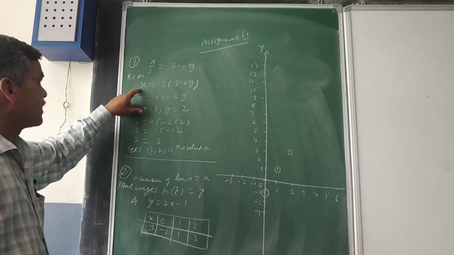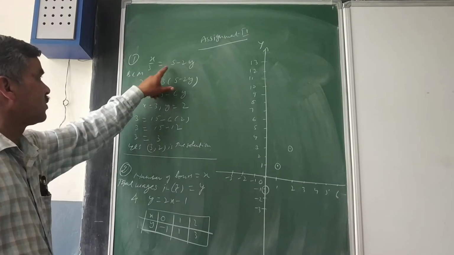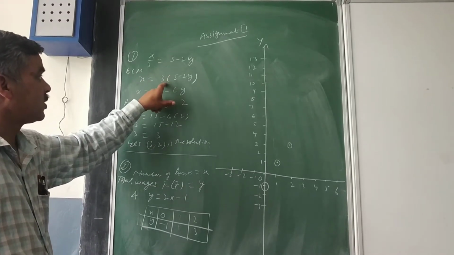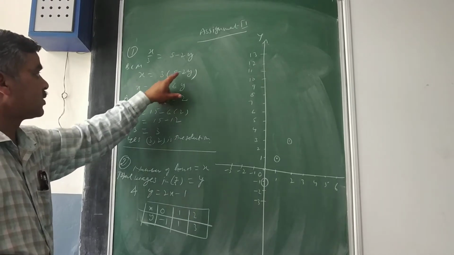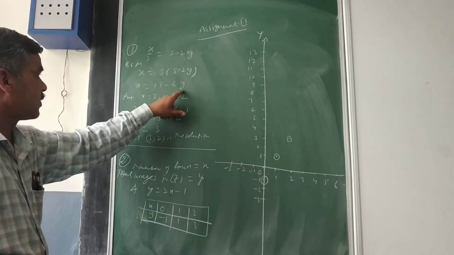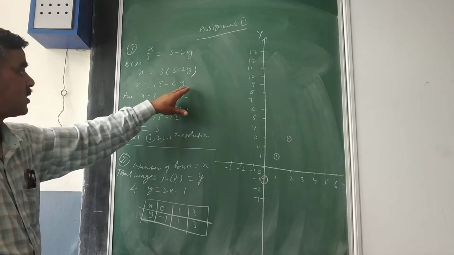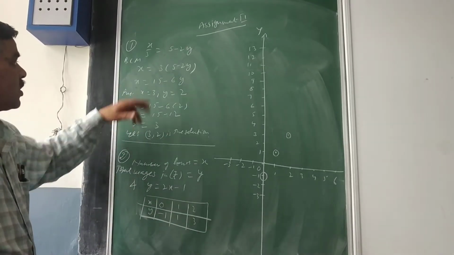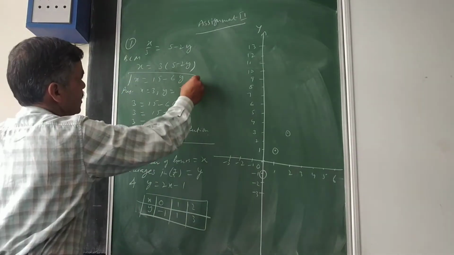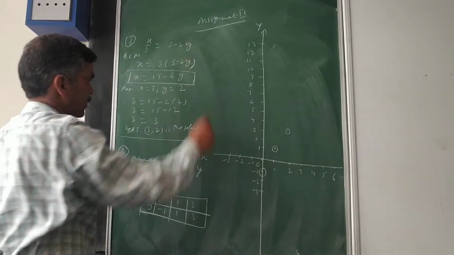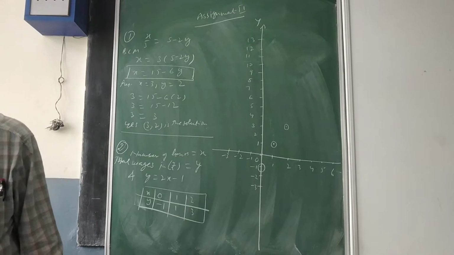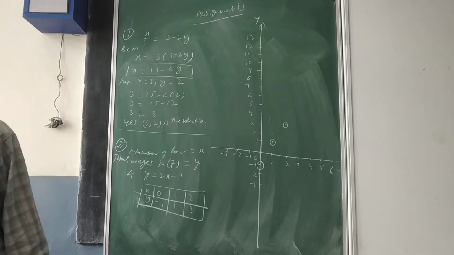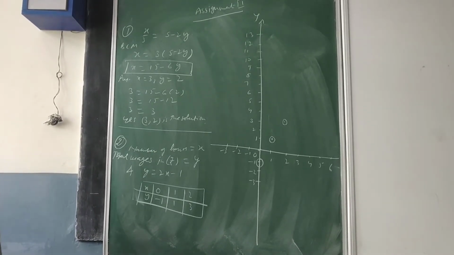So you keep x here and do the cross multiplication. This will get multiplied: 3 into (5 minus 2y). 3 fives are 15, plus into minus minus, 3 twos are 6y. So x is equal to 15 minus 6y. This is the first part answer. We express x in terms of y.